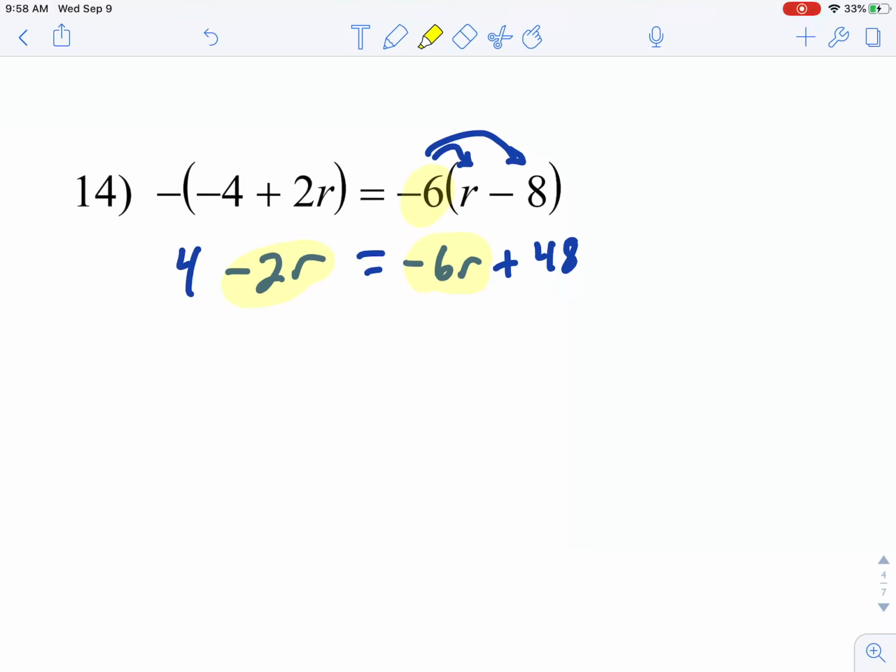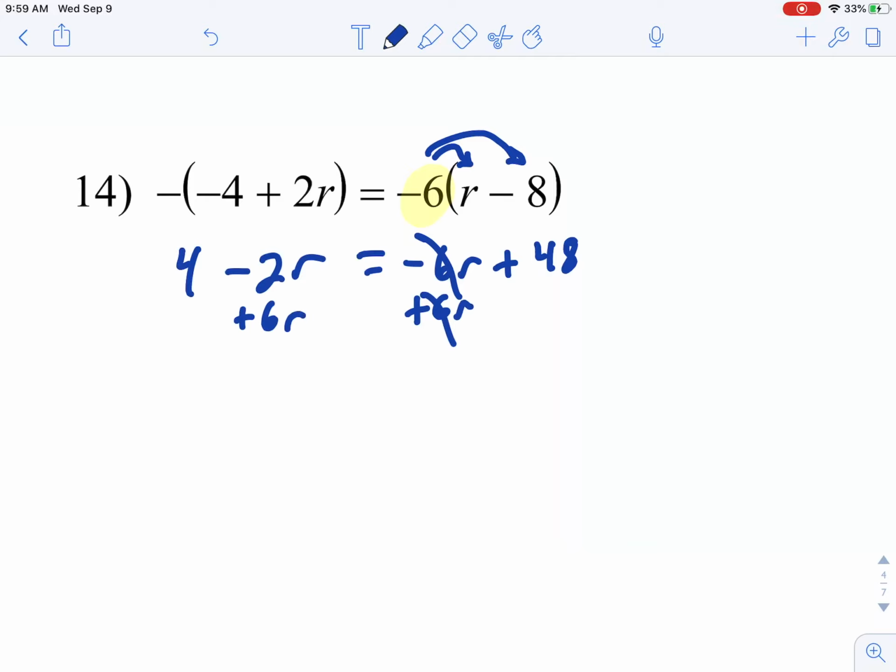There's no set rule as to how you need to do this, but I always like to focus on the variables first. So I'm going to ignore that 4 and that 48 for now. I'm just going to focus on the variables. I don't like negatives, so I'm going to add 6r to both sides. You add because it's a negative, and that's what it's going to take to cancel this out. Do it to both sides, of course.